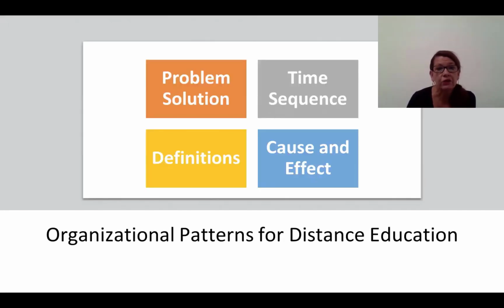Four organizational patterns for distance education are also discussed in our text. With problem solution, students are presented with a problem and find potential solutions to the problem. With time sequence, information is organized into a list or sequence of events that unfold throughout time. With definitions, students are presented with a statement of a concept to be defined, a listing of attributes and examples of how the term or phrase is used, such as in this presentation. With cause and effect, an event and its causes or antecedents are presented.